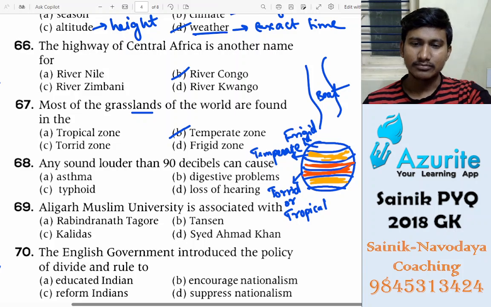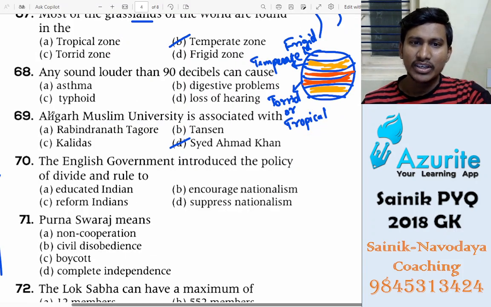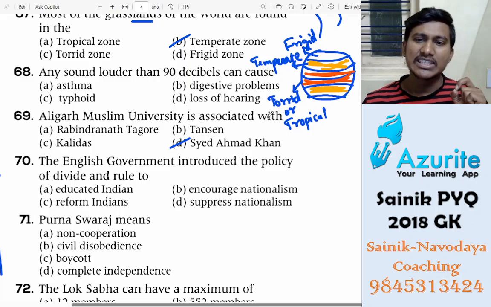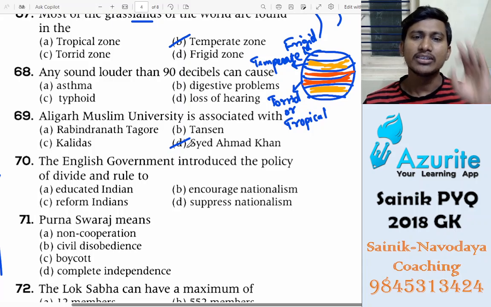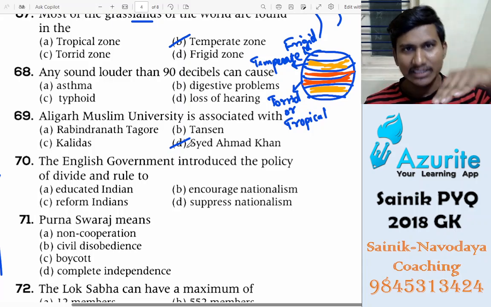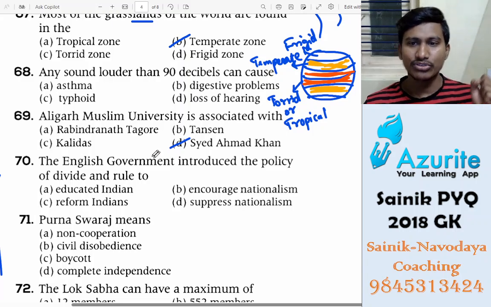Understand? Students, next question is what? Aligarh Muslim University is associated with Syed Ahmad Khan. He is the founder of the university. He started that university. Okay, founder of the university, Syed Ahmad Khan. Remember it.